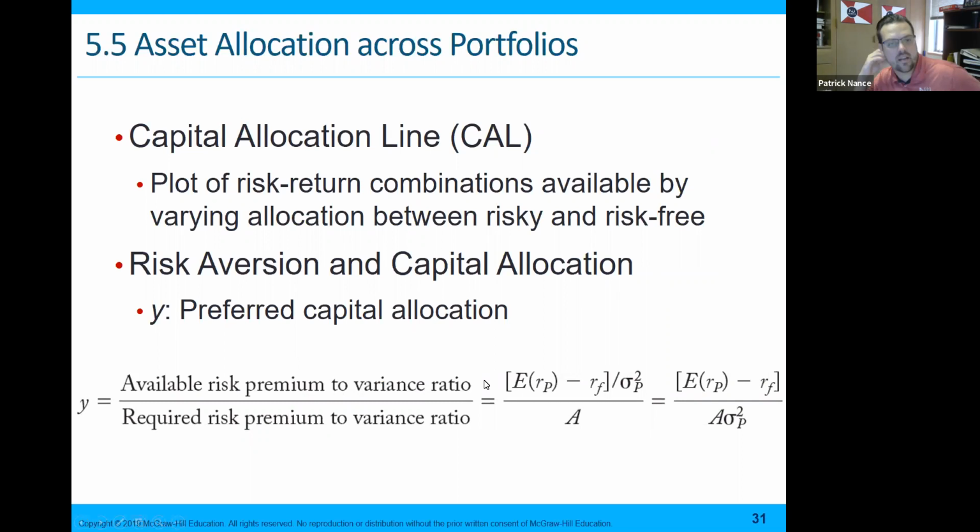The capital allocation line, CAL, plots the risk-return combinations available by varying allocation between risky and risk-free. Risk aversion and capital allocation, where Y is my preferred capital allocation. So our available risk premium to variance ratio versus our required risk premium to variance ratio. This is another formula that's effectively saying a lot of times we're planning for investments.